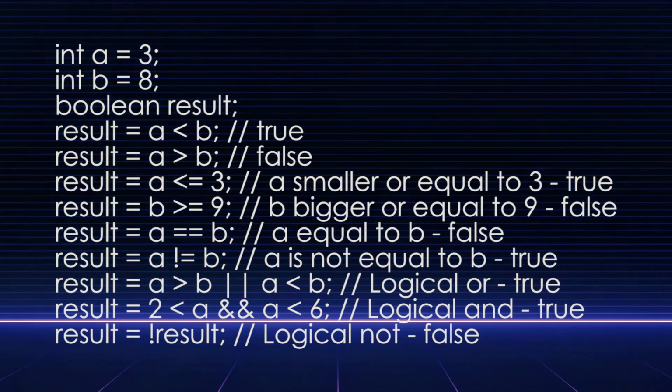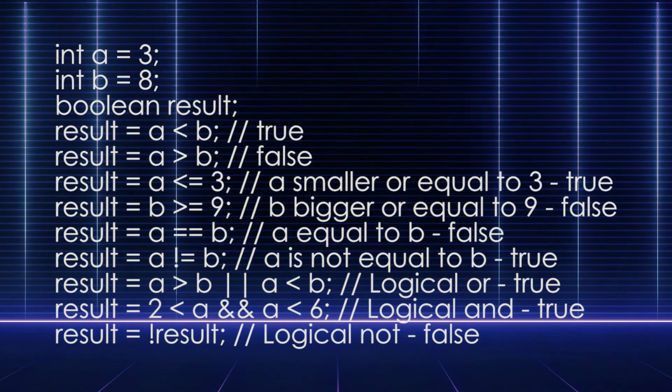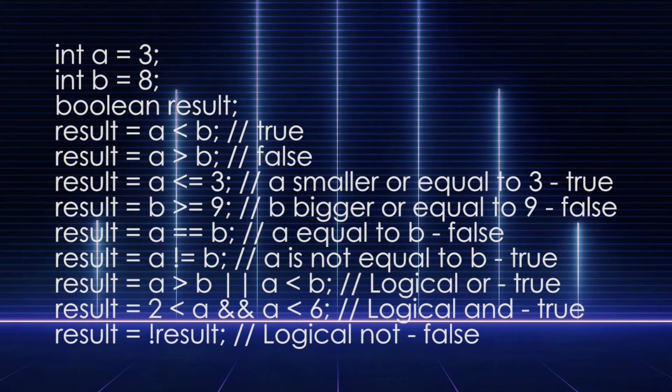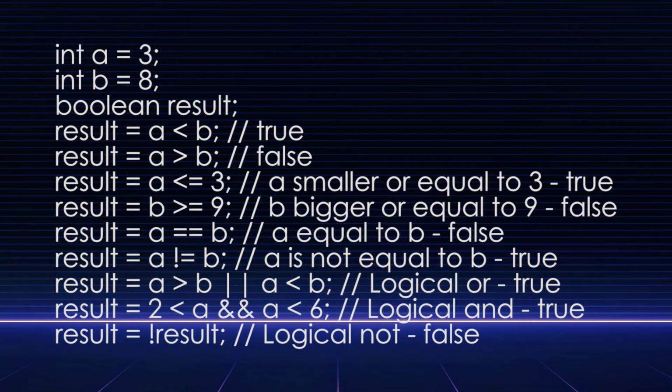Next, that is less than or equal to. So a is less than or equal to 3. That is true because it is equal to 3. b is greater than or equal to 9. That is false because b is not equal to 9 or greater than 9.